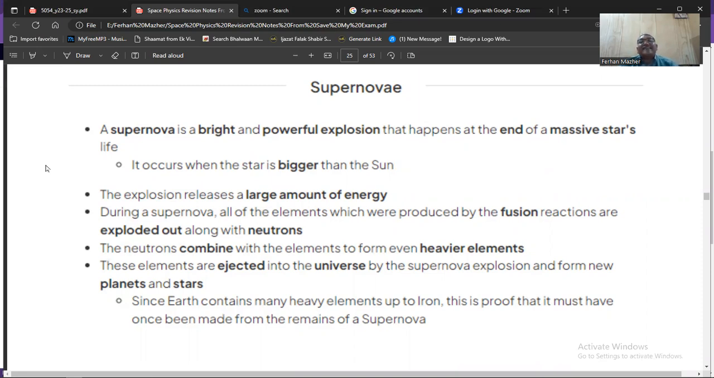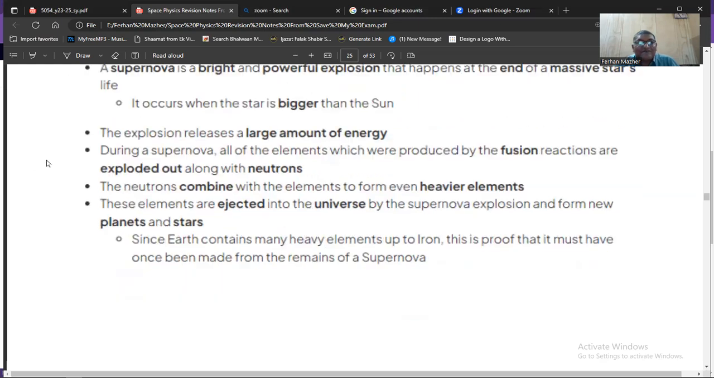These elements are ejected into the universe by the supernova explosion and form new planets and stars. Since Earth contains many heavy elements up to iron, this is proof that it must have once been made from the remains of a supernova.